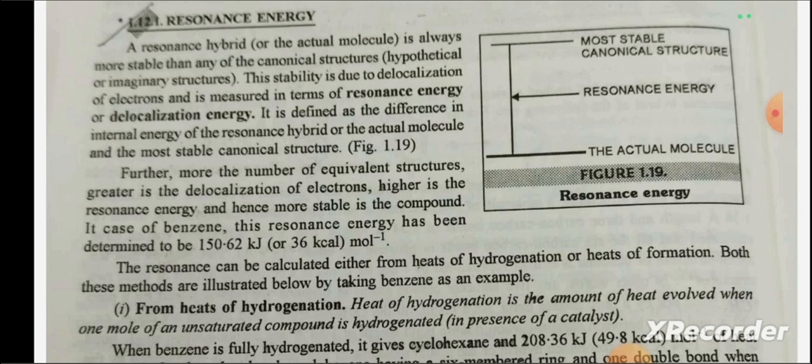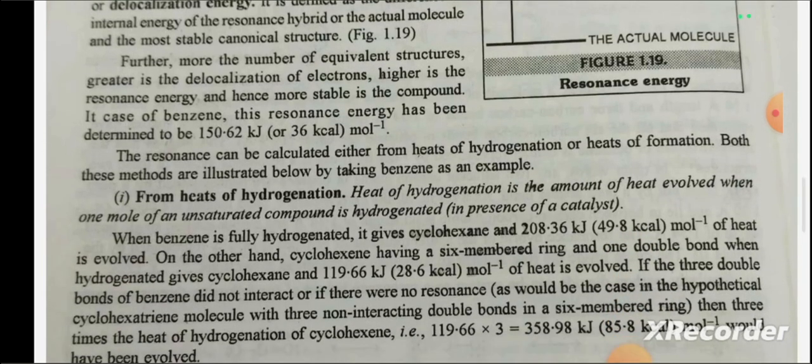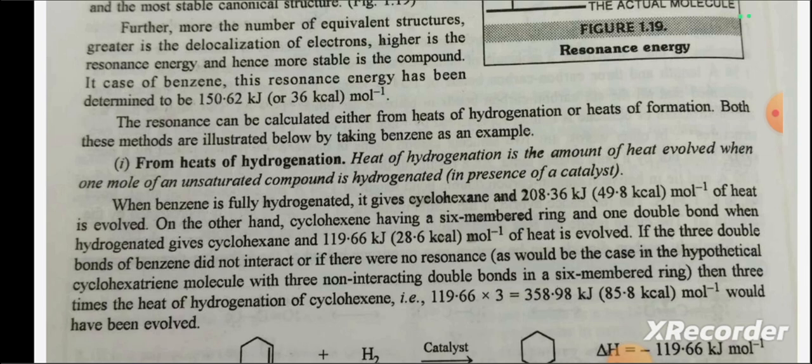In case of benzene, this resonance energy has been determined to be a certain value per mole. The resonance energy can be calculated either from the heats of hydrogenation or heat of formation. Both these methods are illustrated below by taking benzene as an example.